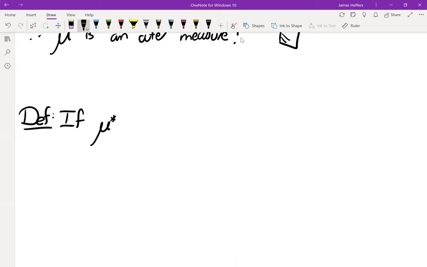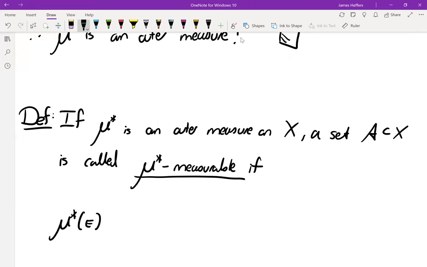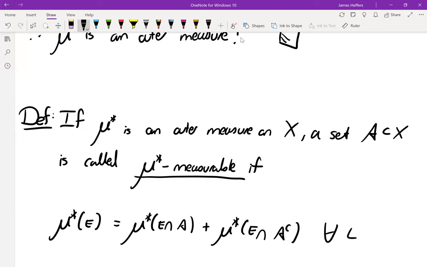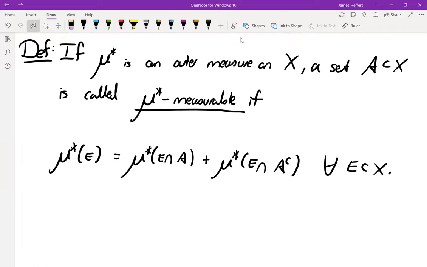Okay. If mu star is an outer measure on X, a set A, subset of X, is called mu star measurable if we have the following equality. We have that mu star of E is equal to mu star of E intersect A plus mu star of E intersect A complement for all E in X. Okay. So if we have this equality satisfied, we will call the set A mu star measurable.